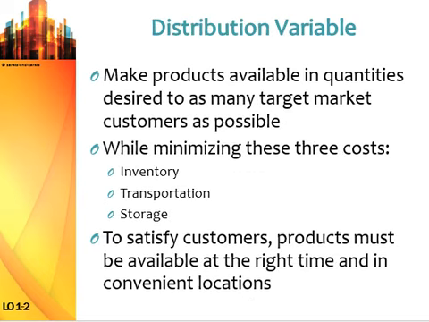When it comes to distribution, marketers are responsible for making products available in quantities desired to as many target customers as possible, while minimizing the three costs, right? Inventory cost, transportation, and storage. To satisfy customers, products must be available at the right time and in convenient locations. Perhaps therefore, in recent years, online shopping has become very popular throughout the world. It's becoming popular in Uzbekistan as well because you can shop at any time from anywhere, right?